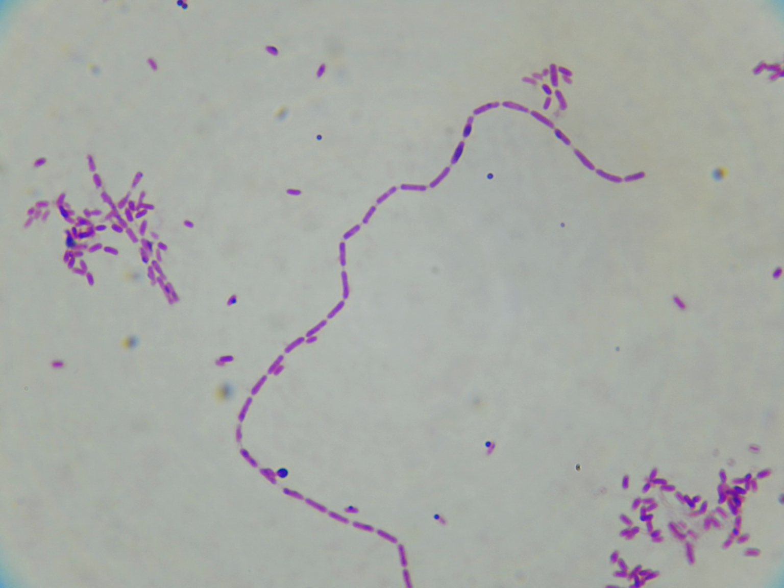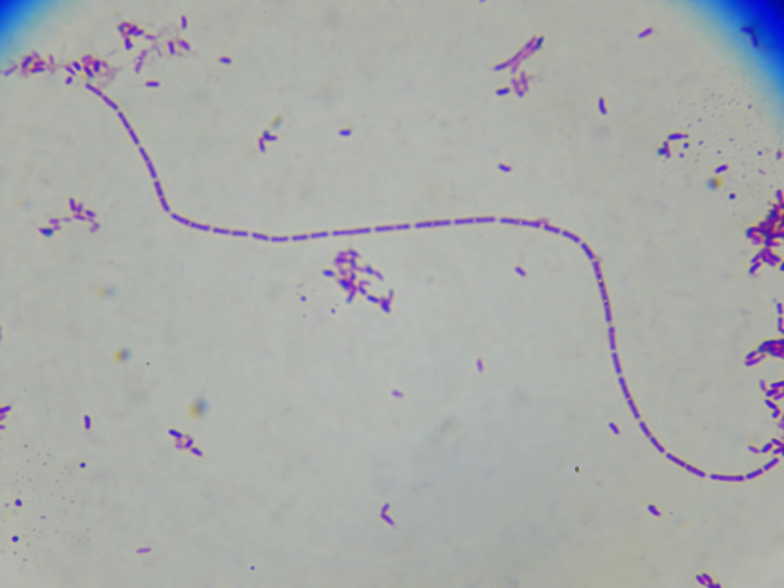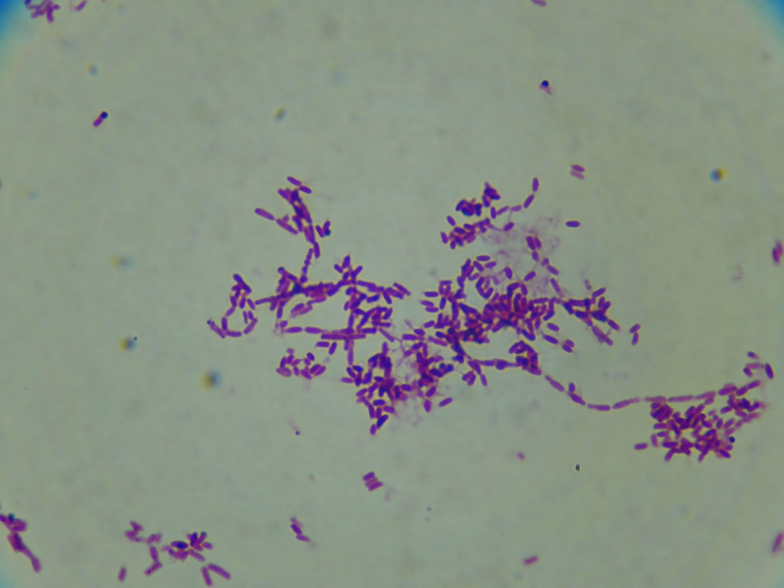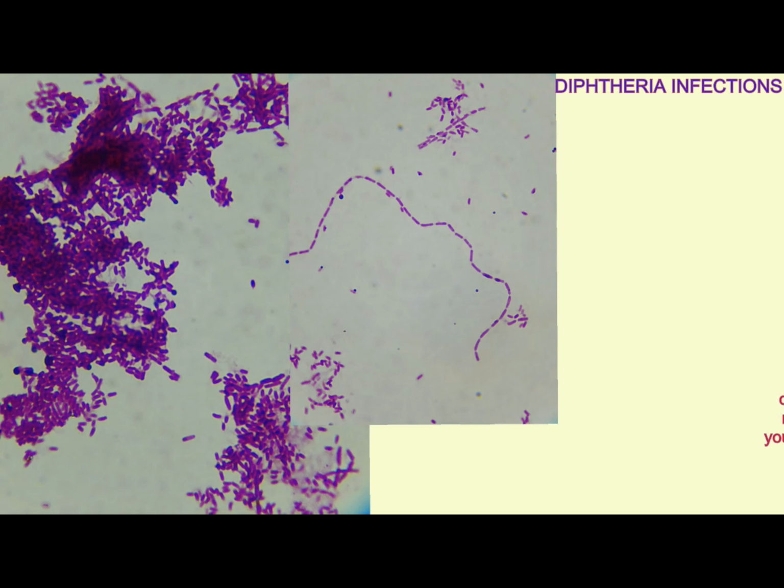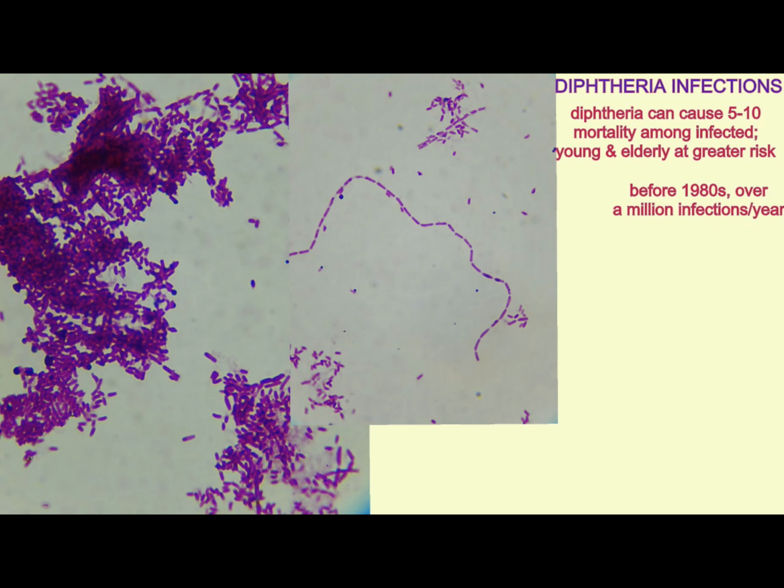Although one species, Corynebacterium diphtheriae, apparently has obtained genes for a toxin from a virus, a bacteriophage, and it causes the disease known as diphtheria. It is serious. Diphtheria can cause mortality in 5 to 10% of those who are infected, and the young and elderly are at great risk.